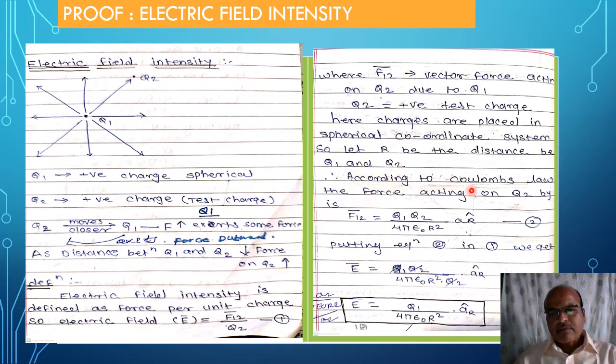According to Coulomb's law, the force acting on Q2 by Q1 is F12 bar equal to Q1 Q2 upon 4 pi epsilon 0 R square AR cap. So according to Coulomb's law, the force between these two point charges Q1 and Q2 is proportional to the product of the charges and inversely proportional to the square of the distance between them, into AR cap. This is the vectorial notation.